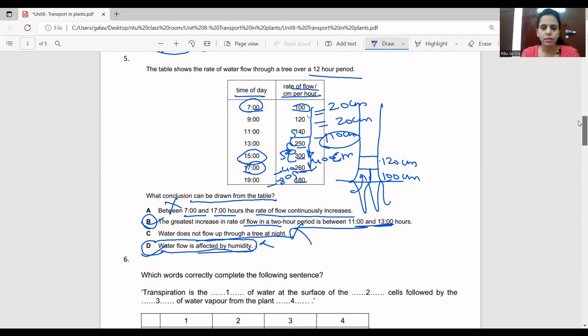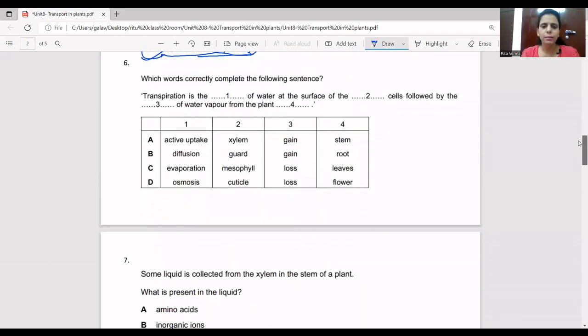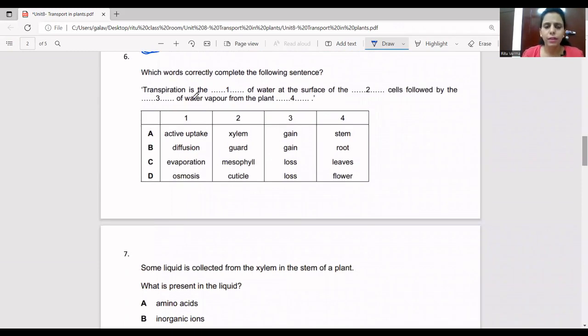Next question is, which words correctly complete the following sentence? They have given a sentence with 4 blanks, so you have to identify. Transpiration is the dash of water at the surface of dash cells. Transpiration is actually the evaporation of water. So the first one will be evaporation, at the surface of mesophyll cells.